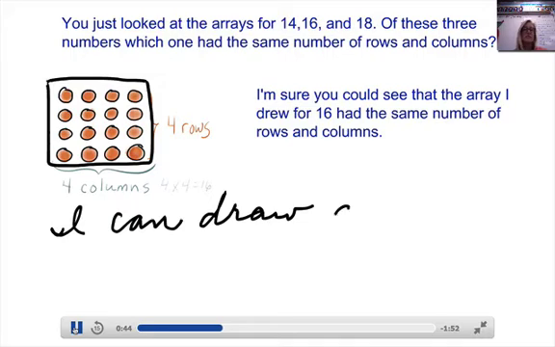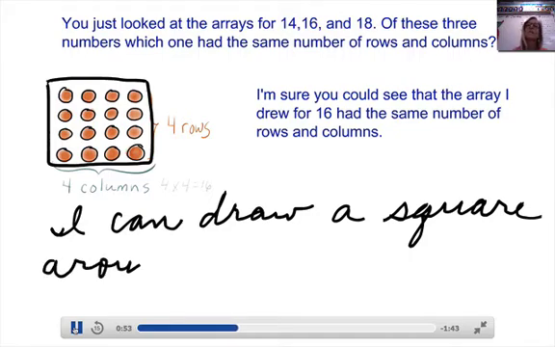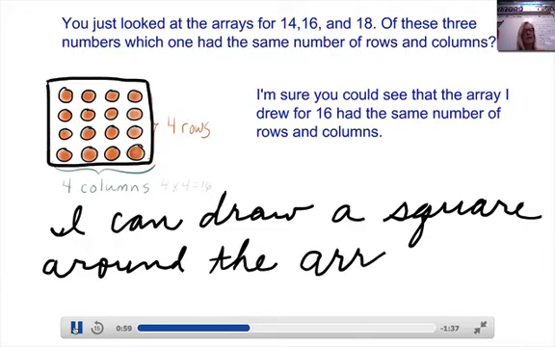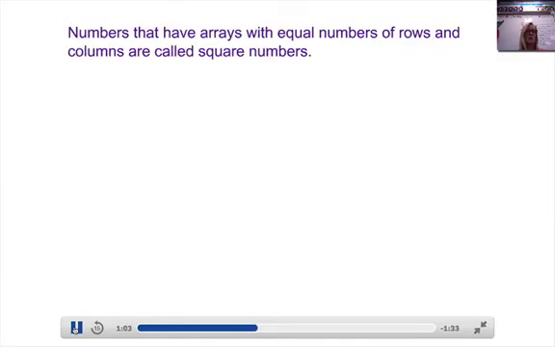So because that's true, we can just draw a square around it. So for numbers that have arrays that create a perfect square, although my drawing isn't a perfect square, those numbers, we can call them square numbers. So just think about it. Can I create an array that has the same number of rows and columns? If so, that's a square number.